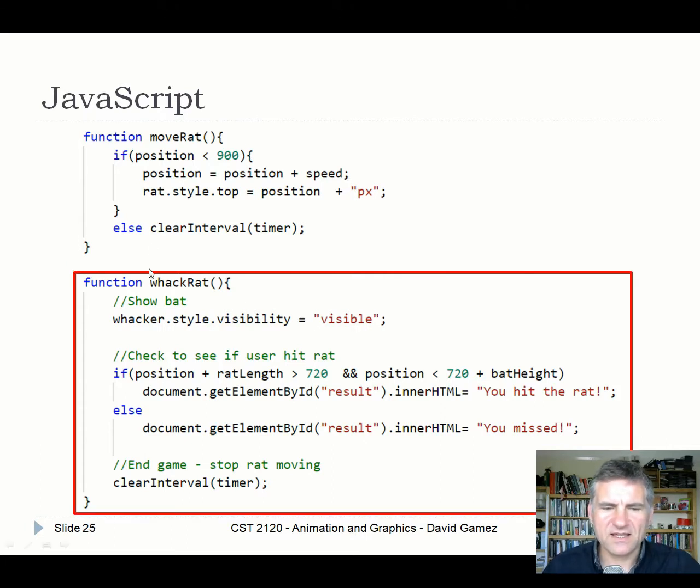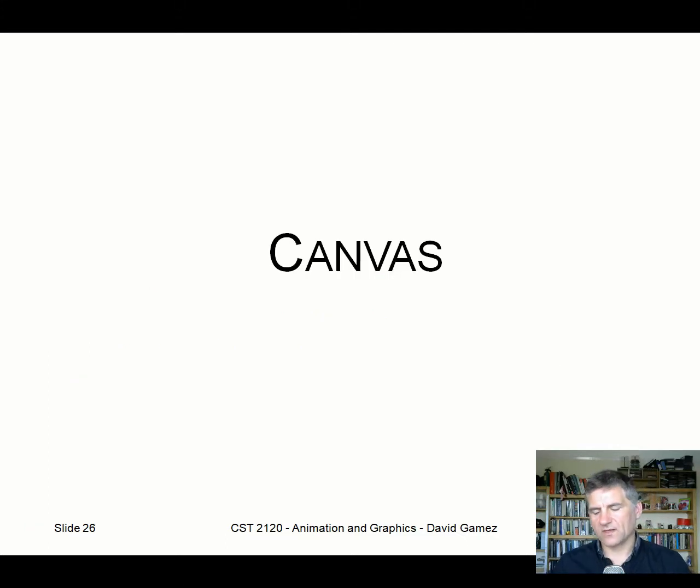Whack rat's pretty easy. We're just setting the style property, the visibility style property, to visible so that the bat appears. Then it does some very basic maths to check whether the bat coincides with the rat, i.e. the bat has hit the rat. And if it has hit, then we stop the rat moving, yeah? So very simple, but just a slightly more elaborate example than the square moving across the canvas, yeah? Except it's not a canvas. I'm using CSS animation. Right, so next section, I'm going to cover the canvas.